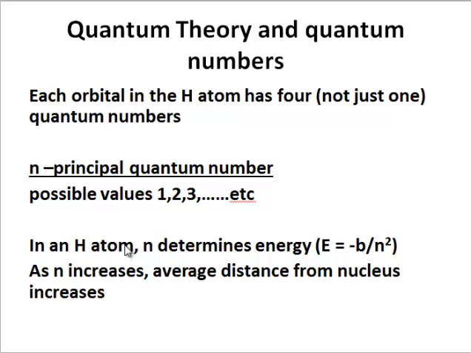In a hydrogen atom, n determines the energy. It's still true that E is negative B over n squared, and that as n increases, the average distance from the nucleus increases. So all these features we've seen before are still true for the quantum number n.